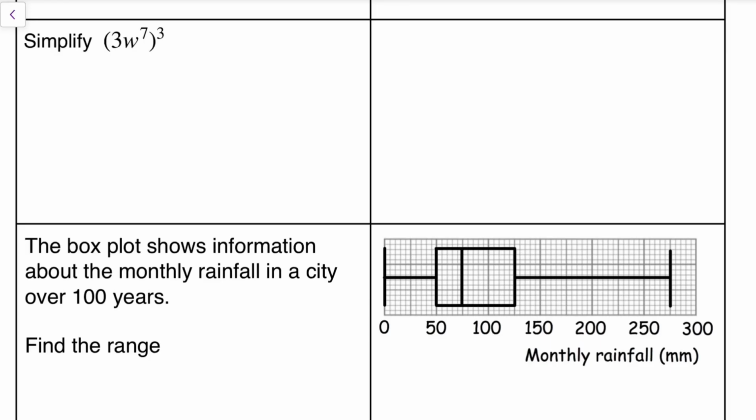Next one, simplify. Now, the point of this question is you remember that you do the cube to both. So in other words, I'm cubing that and I'm cubing this. If I cube 3, it's 27. If I cube W to the power of 7, it's 7 times 3, which is 21, which means my final answer is 27 W to the 21.